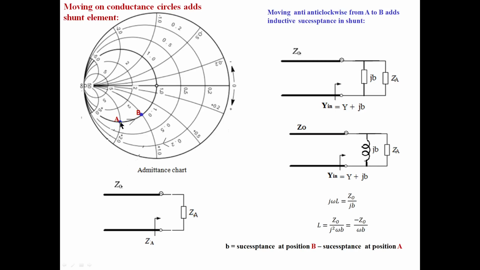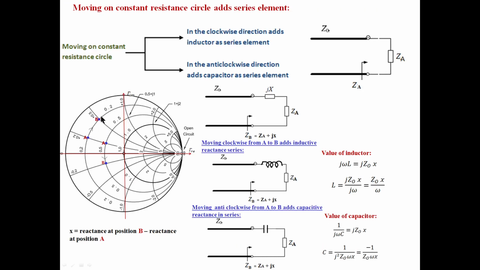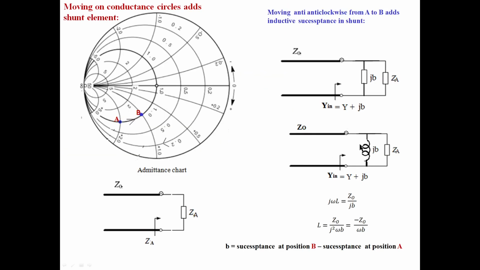Okay, so what we are doing, we are moving on a conductance circle, see like A to B. By moving like this, the susceptance value changes. We should know that for a shunt element, we are adding the susceptance value, not the reactance. See, in the previous case, on the resistance circle, a series element means reactance. Here, it adds a shunt element and you should note down the susceptance. What is the susceptance at A? What is the susceptance at B? You should note down the susceptance circle value passing through B.